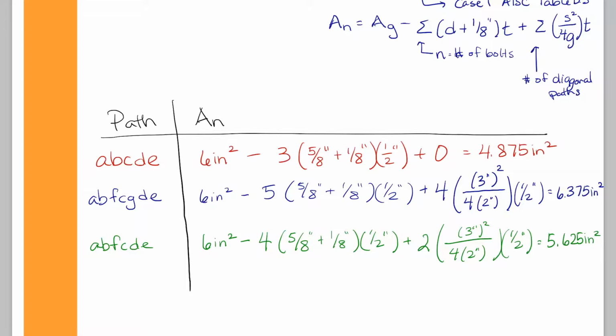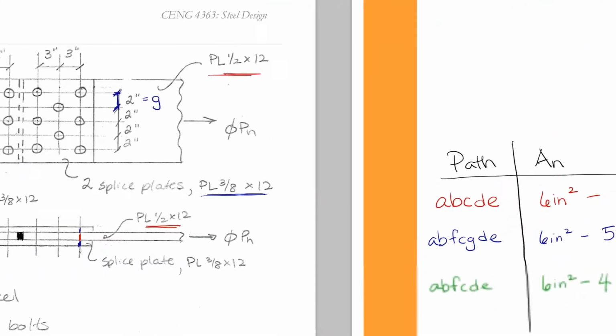Okay, so far, the first path is our critical path because it has the lowest net area. We see that the more staggers we go on, that tends to kind of help it. So, the blue path was slightly higher than our green path. We can keep guessing paths.